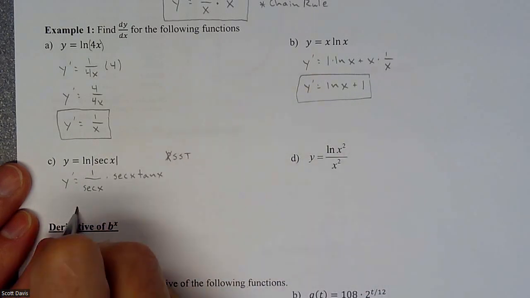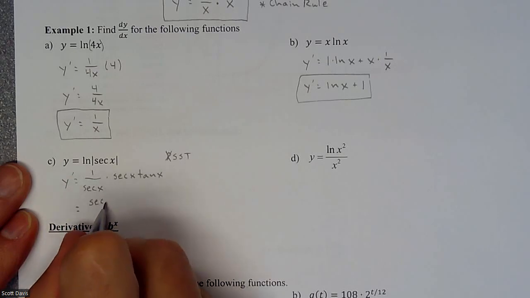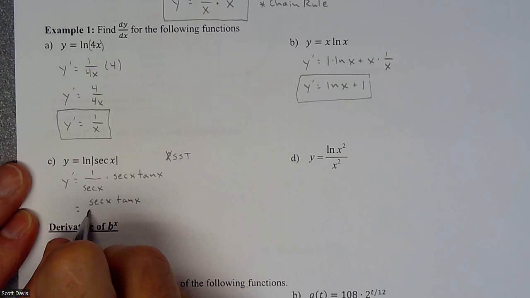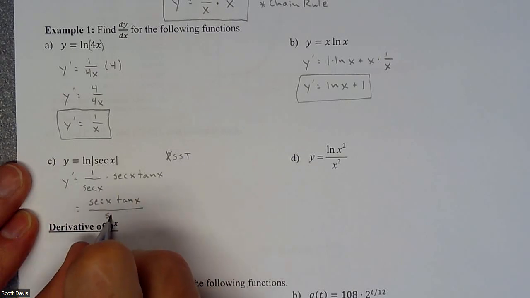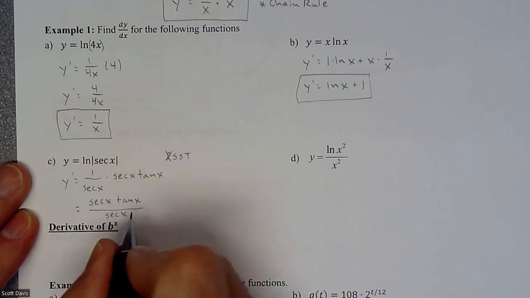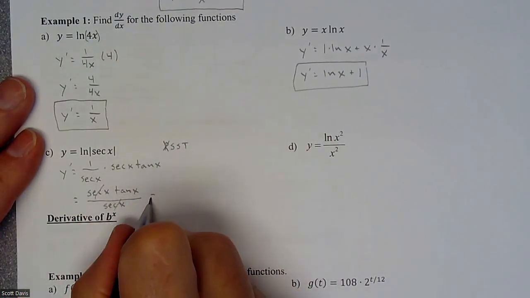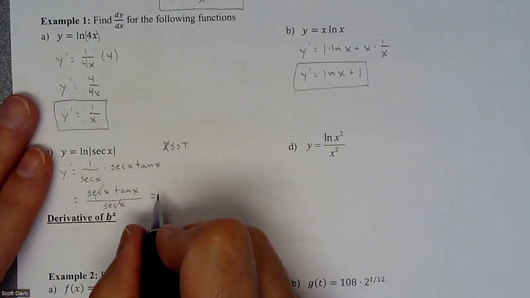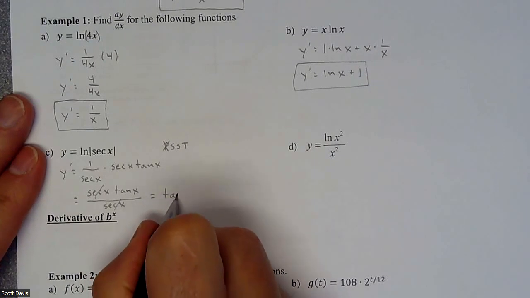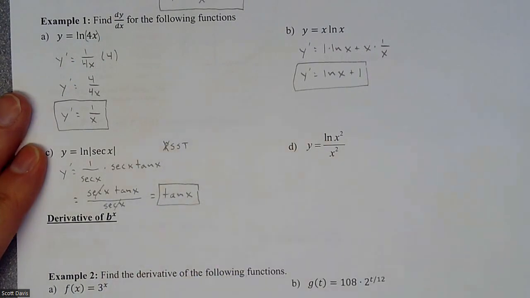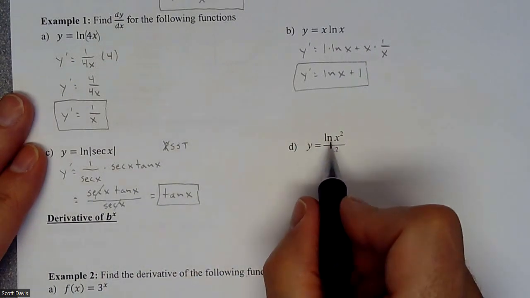All right, so let's try to simplify this. If we clump this all together, we're looking at secant x tangent x divided by secant x. Don't have a lot of space. And the secants cancel each other, so we are left with just a tangent x.